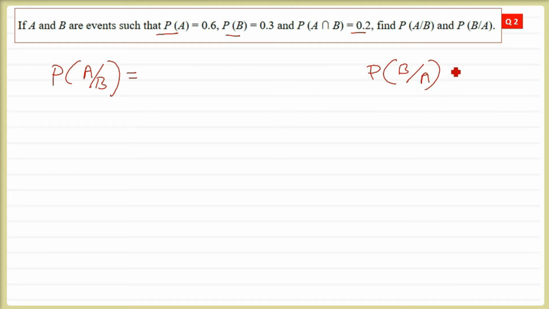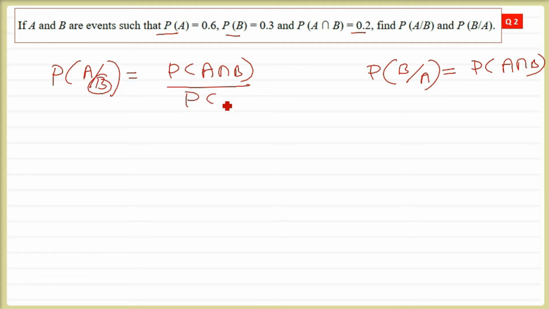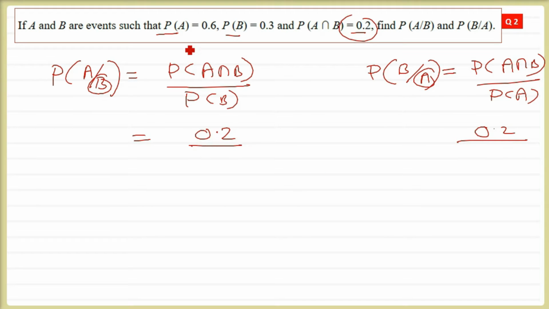So P(A by B) or P(B by A). In both of them, the numerator will remain P(A intersection B). So the numerator will always be the intersection of A and B. What is going to come in the denominator? P(B) here, P(A) there. Whichever event has already happened, the probability of that is going to come in the denominator. So A intersection B is already given, 0.2, you can write in both the equations.